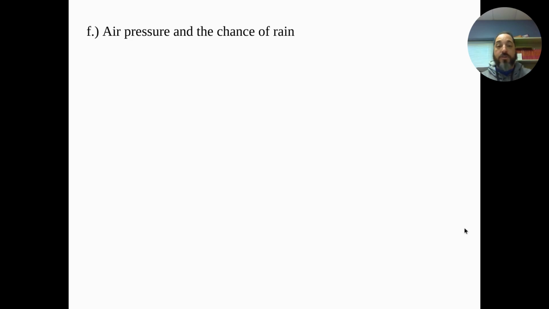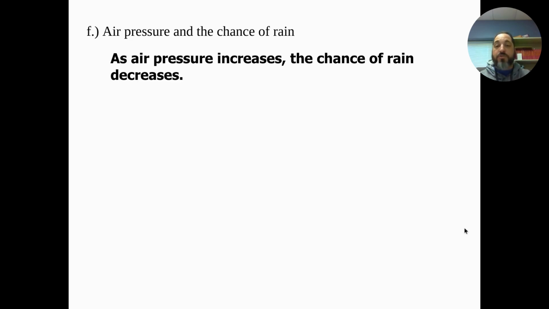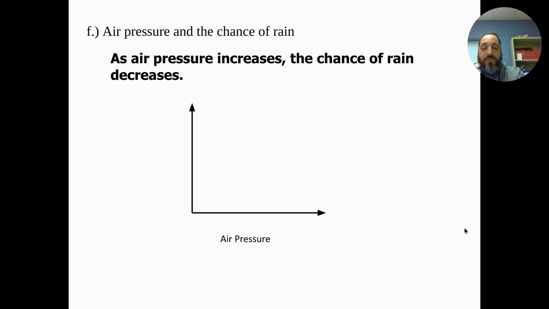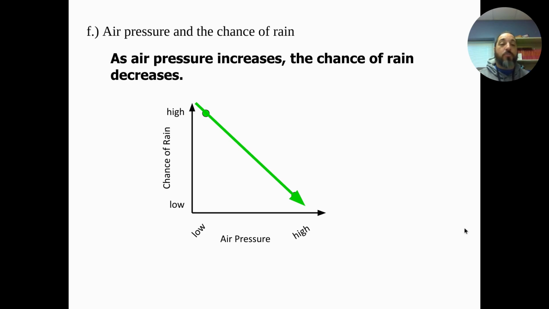All right, air pressure and the chance of rain. So as air pressure increases, the chance of rain decreases. Remember, think about it. If I have high pressure air, that air is going to be sinking. It's not going to be forming clouds. It's not going to be getting cooler. It's not going to be reaching the dew point, so it's not going to precipitate, right? If I have low pressure air, that's going to be air that has lots of water vapor in it. It's going to be rising up. It's going to be cooling down. It's going to be reaching that dew point, and it's going to be precipitating.